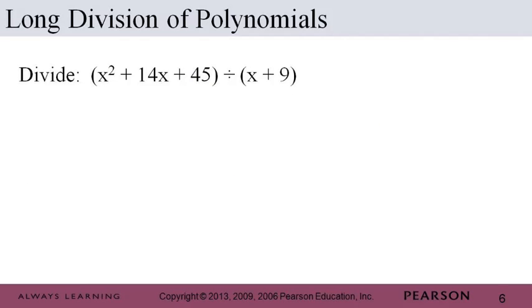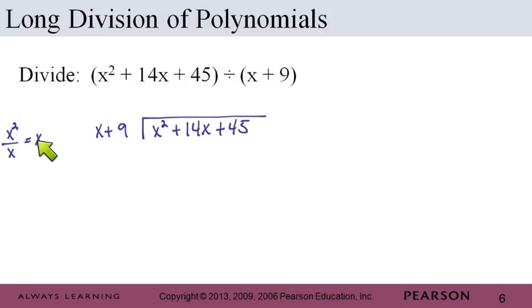Okay, so here's one that I hope you will pause the video and try on your own. And I'm going to assume that you have done that, and I'm going to go ahead and work it out here. So we put the trinomial under the box. We put the x plus 9 outside. We say how many times will x go into x squared? And we simplify and get x. X goes on the line.